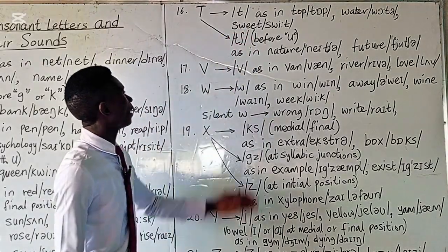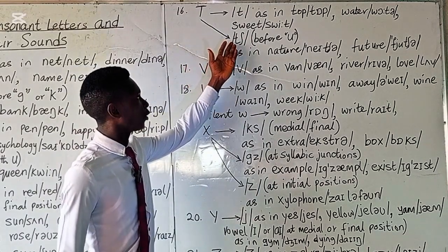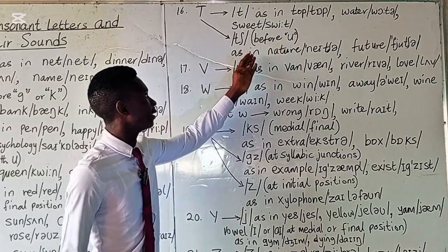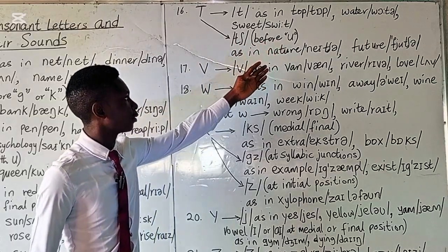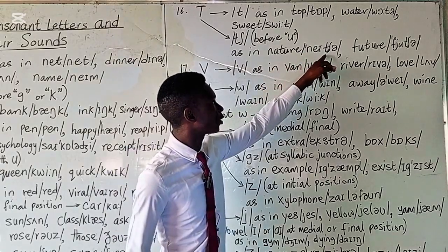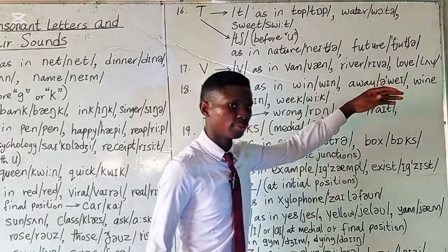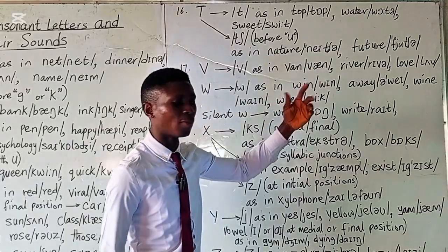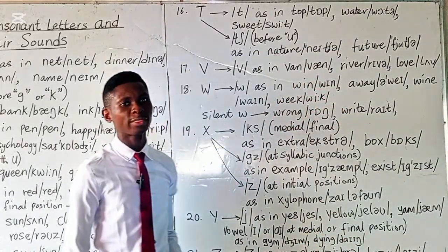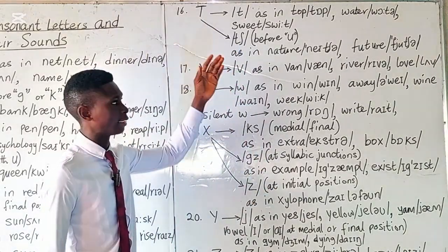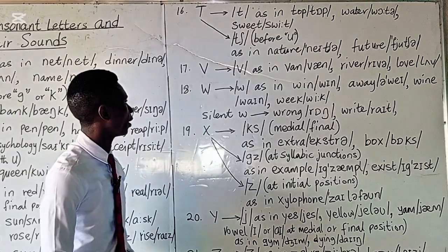Moreover, we can realize it as ch when we have it before U, as in nature. So in place of T, we have the ch sound, future. So note this combination, TU, mature. We have other words like that. So we have the ch sound in place of letter T in words like this.